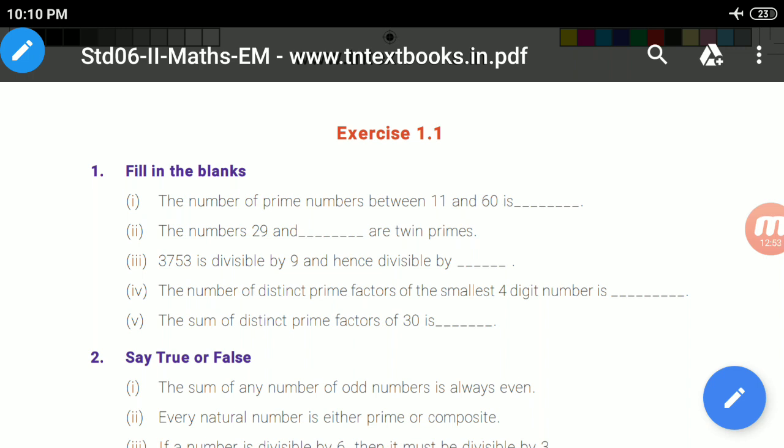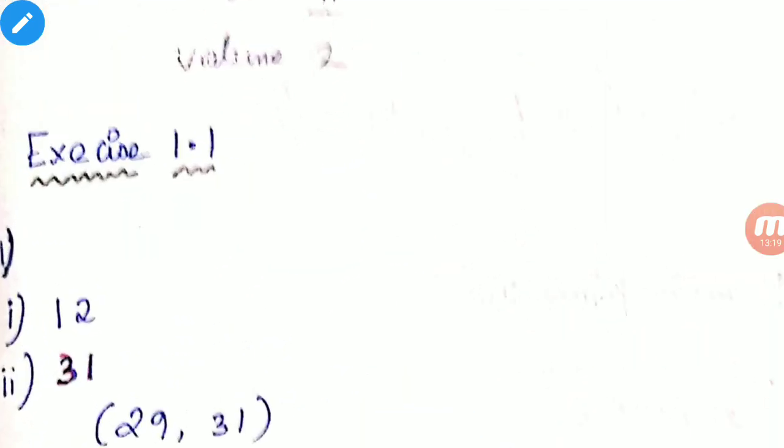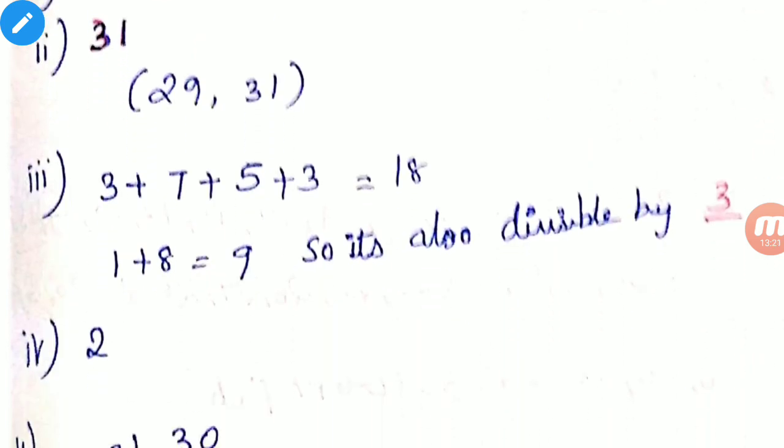The numbers 29 and dash are the twin primes. What are twin primes? If the gap between two prime numbers is 2, then they are called twin primes. If one number is 29, the other could be either 27 or 31. 27 is not a prime number. Then we look at 31. 31 is a prime number. So the answer is 31. 29 and 31. The difference is 2.